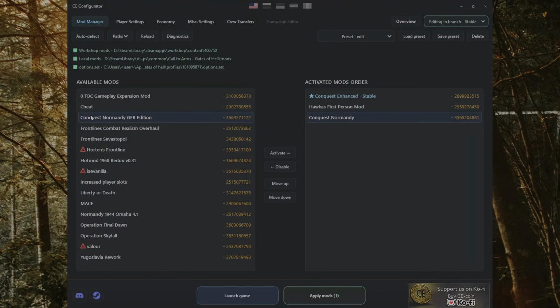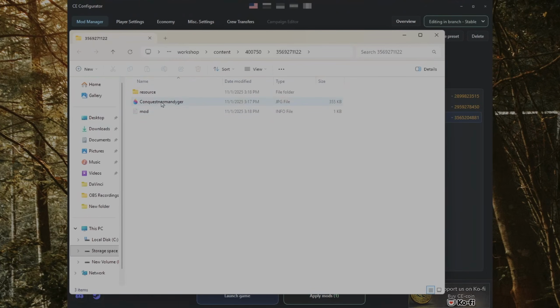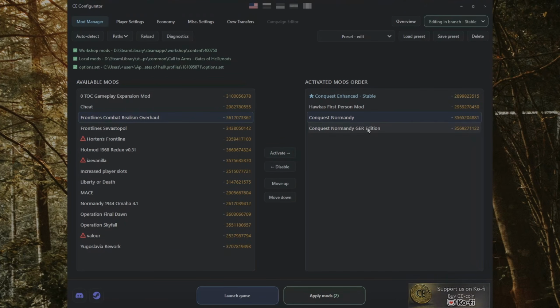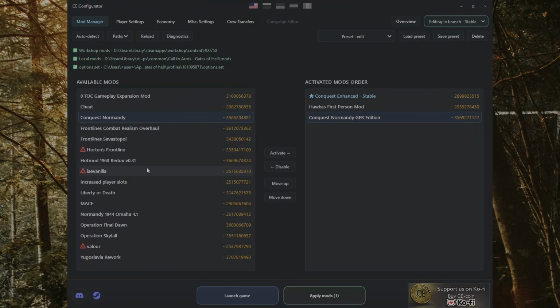But if I wanted to access mod files, I can just click here, and there you go. You can change some of the game files or mod files, whatever you need. And then if you want to activate a mod, maybe I do not need this one, I want to use the German Normandy campaign, I can go here, activate, and now it's there. But I do not want to use Conquest Normandy. This is the American version, so I'm going to disable it, just like that, right?